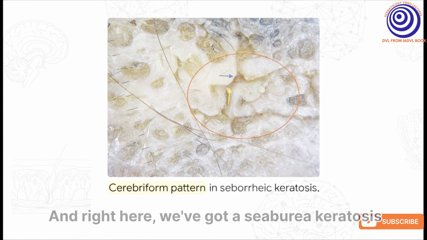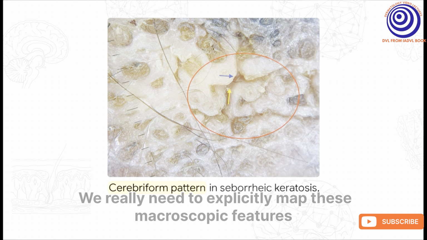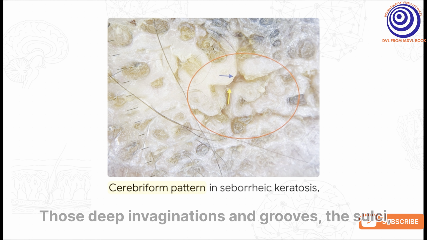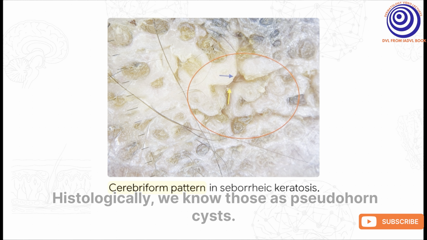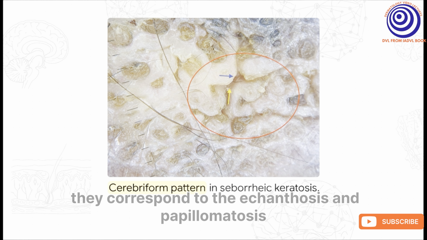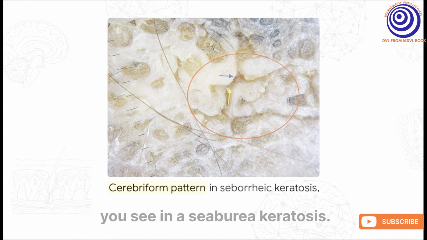And right here, we've got a seborrheic keratosis displaying a brain-like or cerebriform pattern. We really need to explicitly map these macroscopic features to their histopathological realities. Those deep invaginations and grooves, the sulci, correlate directly to deep, keratin-filled invaginations. Histologically, we know those as pseudohorn cysts. The intervening raised surface ridges, the gyri, correspond to the acanthosis and papillomatosis that define that robust epidermal hyperplasia you see in a seborrheic keratosis.